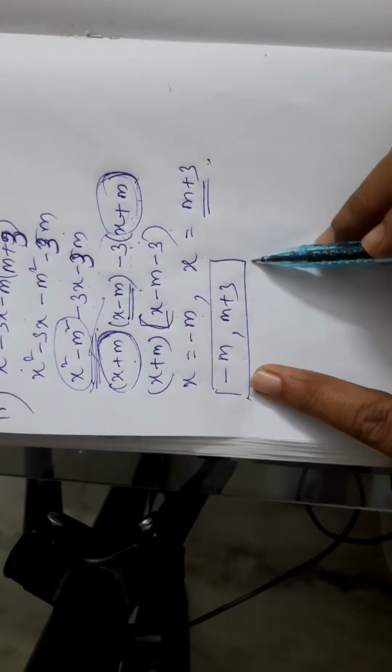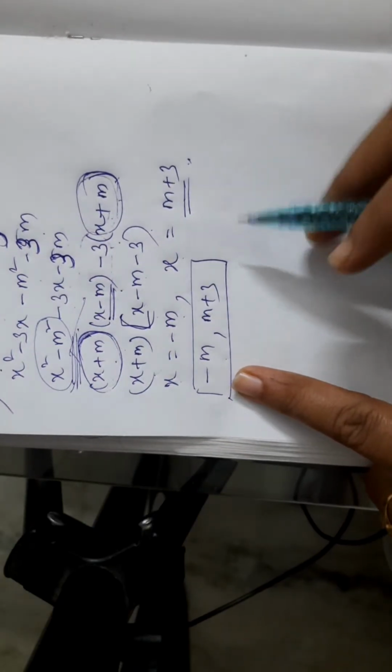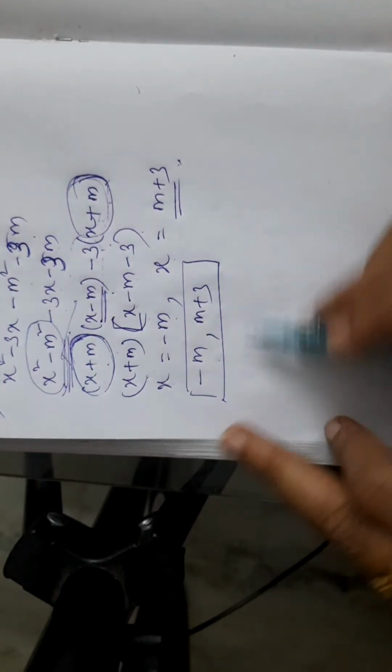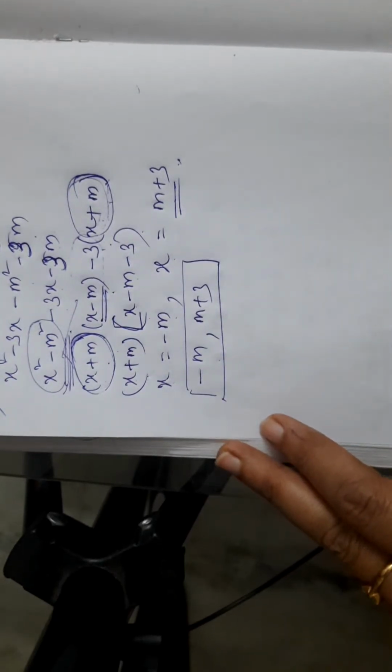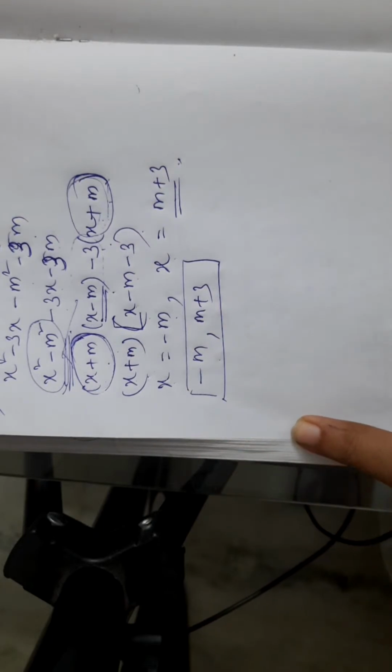Is it clear? Okay, so we got the answer. Now the next question. Okay, those who commented, thank you. Now the next one, the value of k for which the system of equations has no solution.